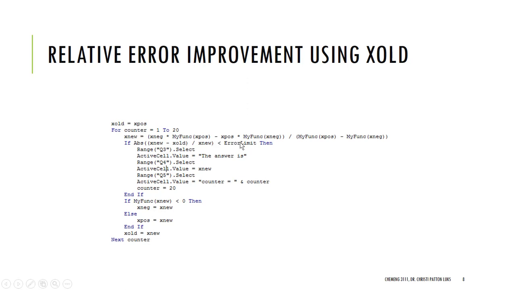Then I do my loop, and there's my change in my counter. And then at the end, before I increase my count and start the loop over again, I assign x old as x new. So when I look at my error limit, I'm taking the new value of x minus the old value of x over the new value and looking at that for my error limit.